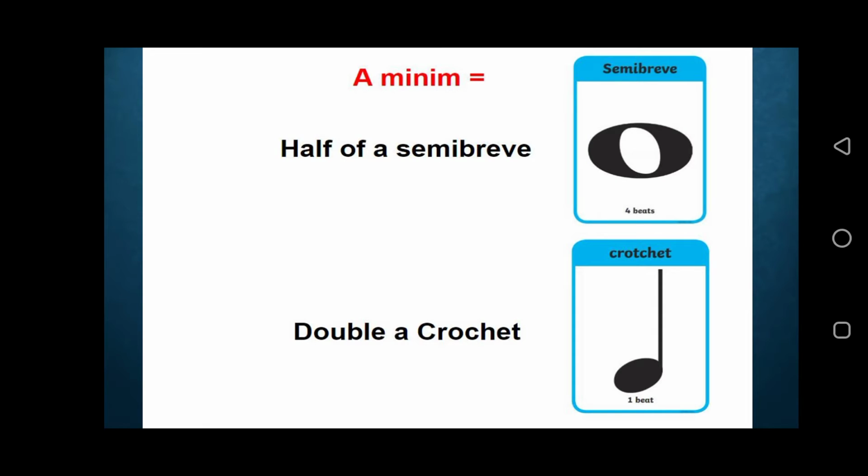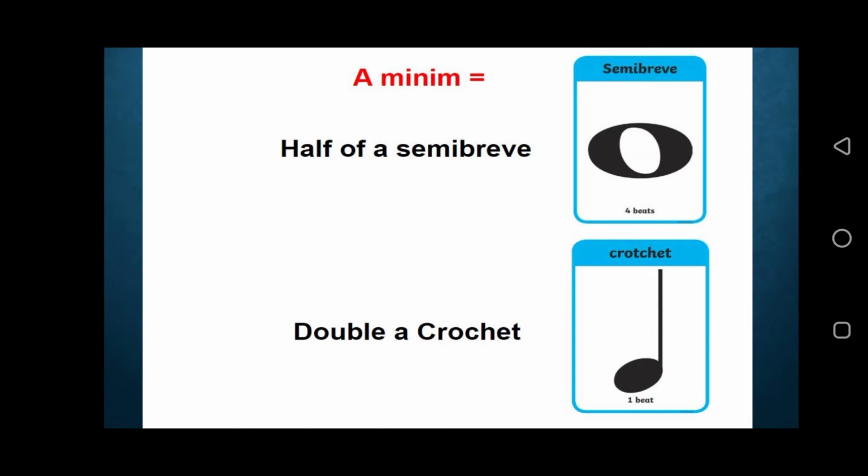A minim is half a semibreve. Remember, a semibreve is what? 4 counts, and a minim is what? 2 counts. So if you want to say 2, you say double crotchet. Double a crotchet. So you double a crotchet. 2 crotchets, we give you 1 minim. 2 minims, we give you 1 semibreve.